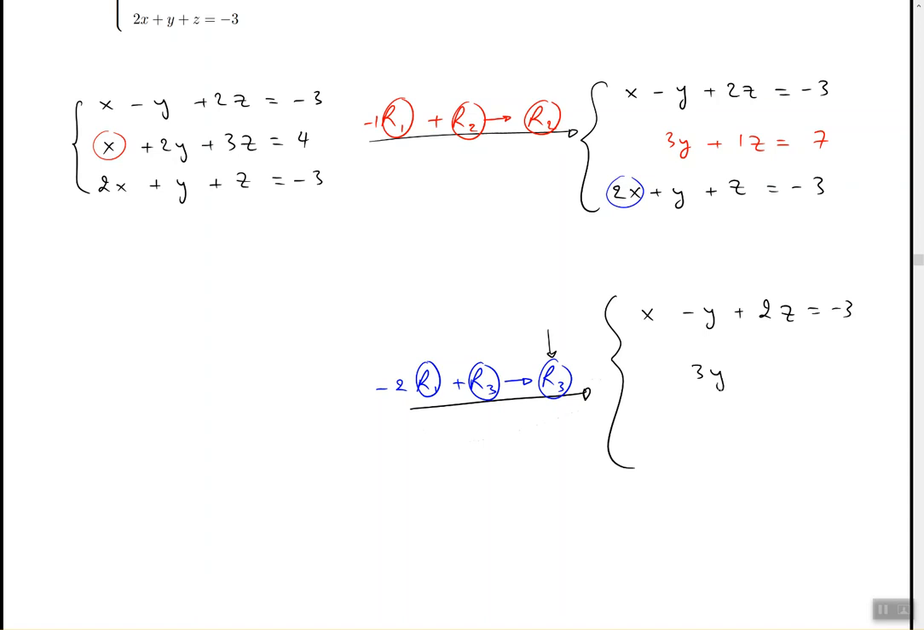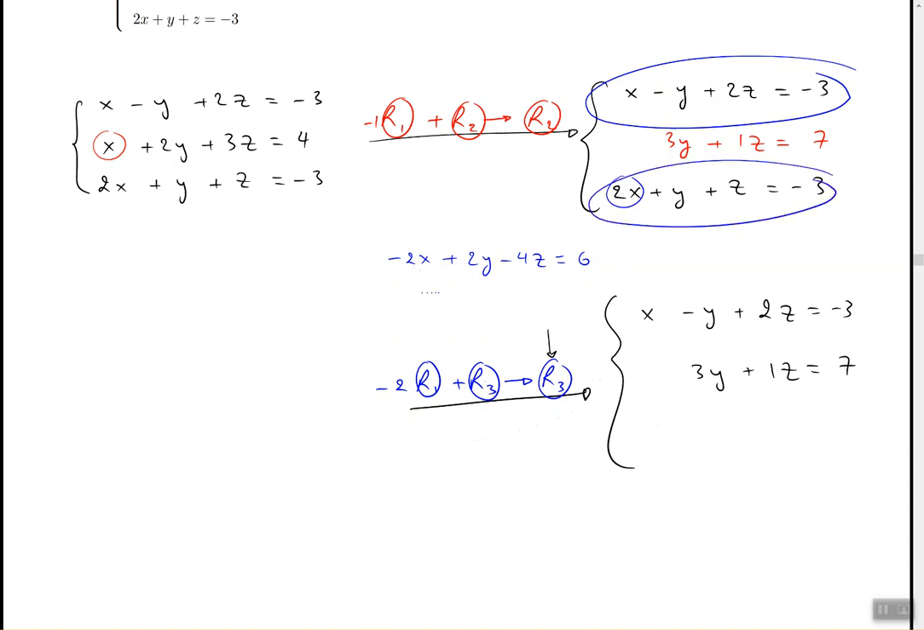So the first row is not changing, the second row is not going to change, the third row is going to be changing. And how am I going to change it? I'm going to change it according to the rule. Multiply row 1 by negative 2, add it to row 3. So let's try to do that mentally. Multiply row 1 by negative 2, and we get negative 2x plus 2y minus 4z equals 6. I'm taking row 1 and multiplying it by negative 2. Then I'm going to write down row 3, which is 2x plus y plus z equals negative 3.